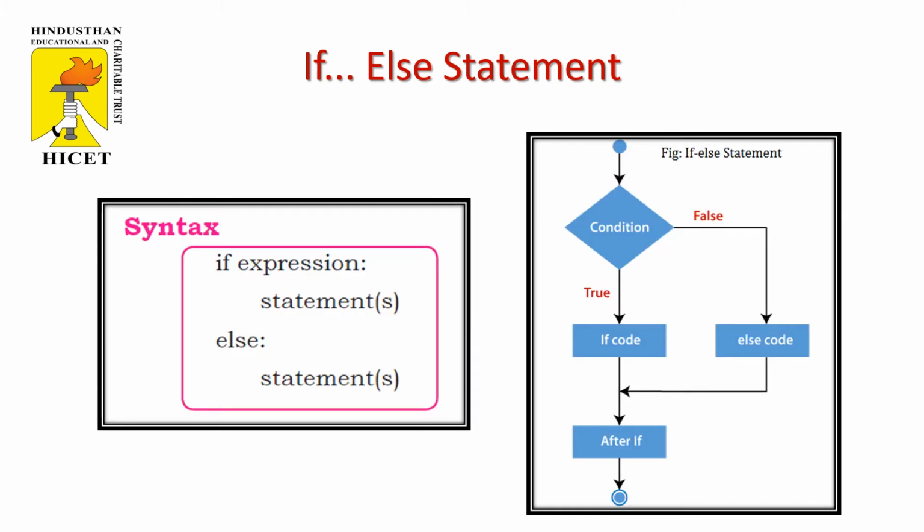Then we are moving to the flowchart related to the if-else statement. On the right side of this slide, you can see the flowchart. If the condition is true, it executes a block of code. If the condition is false, it executes another block of code and then it exits from the condition. On the left side you can see the syntax for the if-else statement. If the expression is true, the true case is executed. If the expression is false, the else case is executed.